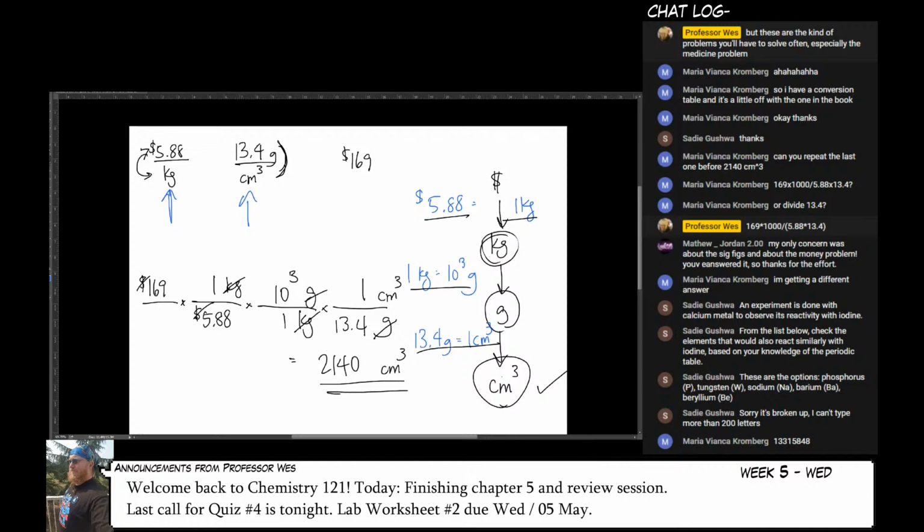Remember that elements that are in the same group, so the same column on the periodic table, react similarly. If you react sodium with iodine, it won't be the same as calcium because they're in different groups. If you react tungsten with iodine, they'll react differently because they're not in the same group. Phosphorus is in a different group, but barium is in the same group as calcium, so it should react similarly, and beryllium is also in the same group. So the answer should be barium and beryllium, because they're all in the same group.